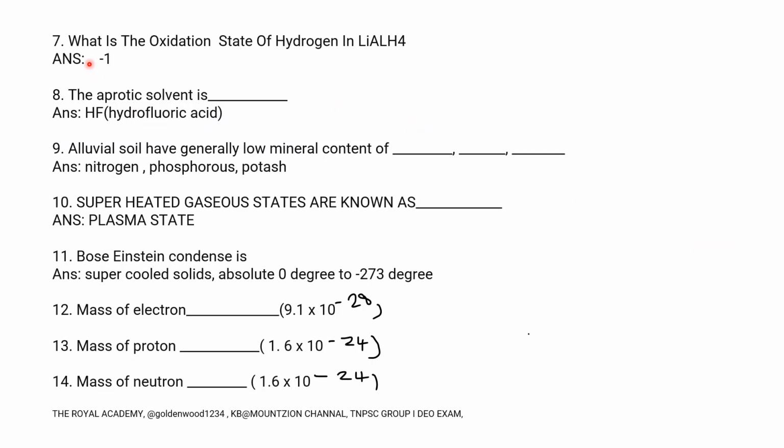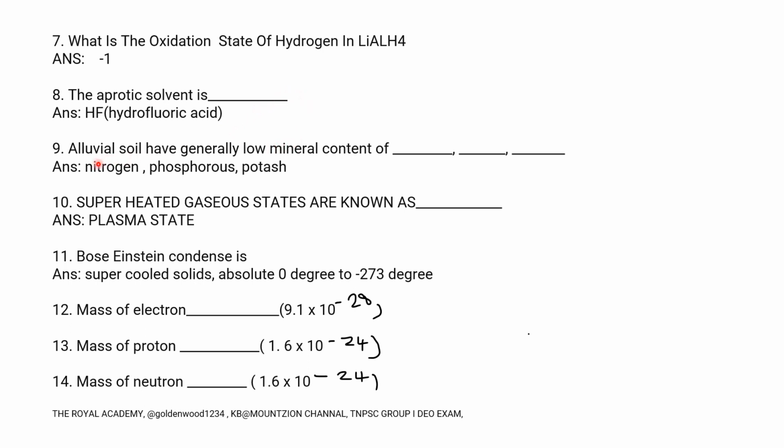Keep in mind. Next one: what is the oxidation state of hydrogen in LiAlH4? In this chemical, the oxidation state of hydrogen is -1. The aprotic solvent is HF, hydrofluoric acid. These are all very important questions in TNPSC.